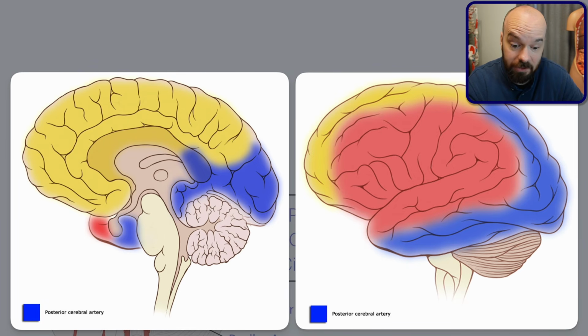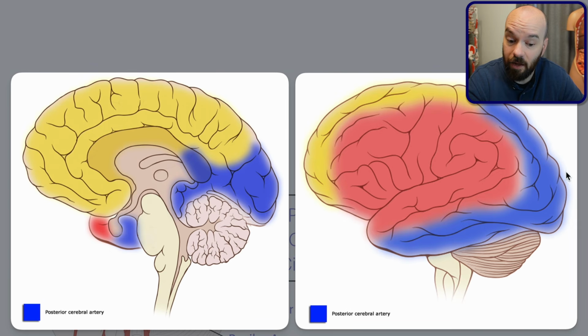These are really nice diagrams to show us what regions of the brain are supplied by which cerebral arteries. So everything in blue here is going to be supplied by the posterior cerebral arteries. You can see it's a lot of the occipital lobe right here. It's going to be the posterior part of the parietal lobe a little bit right there. And then it's going to be the inferior part of the temporal lobe right in here.